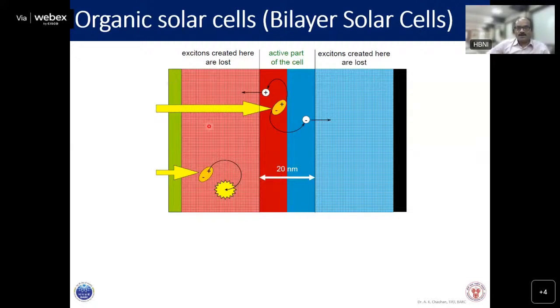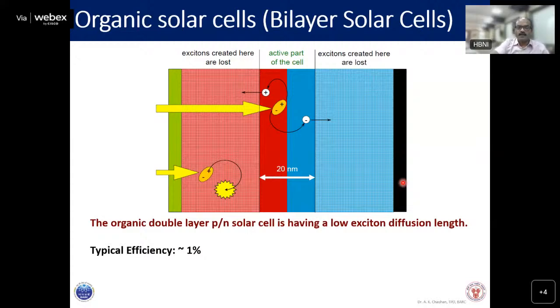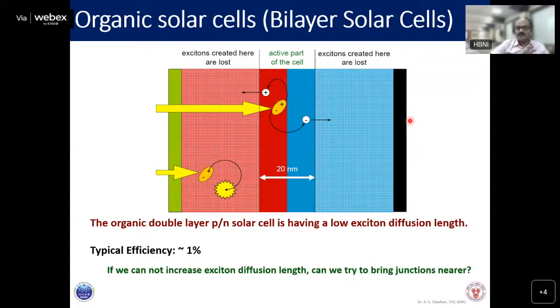Whatever carriers are generated in the rest will get recombined. So that is the reason why this double layer has a very low efficiency. The typical efficiency of such solar cells is less than 1%, and 1% is also when you optimize all other things in a perfect way, and the thickness is also very small.